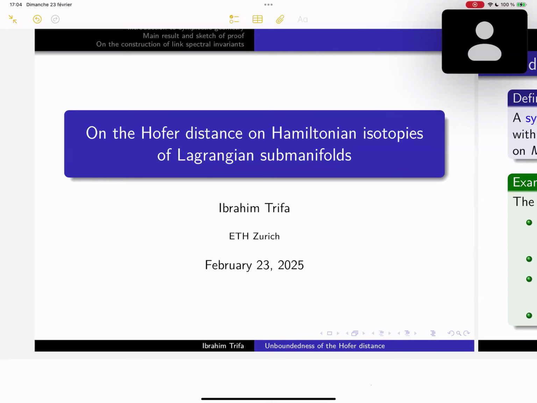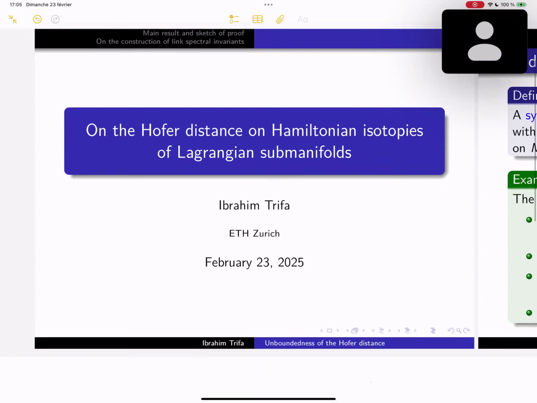As you said, today I'll be talking about Hofer distance on Hamiltonian isotopies of Lagrangian submanifolds. I will start with a quick overview of the basics of symplectic geometry, and then move on to some context and explain my result. In the second part, I will dive more into technical details of how we construct the invariants I'm using in my proof.